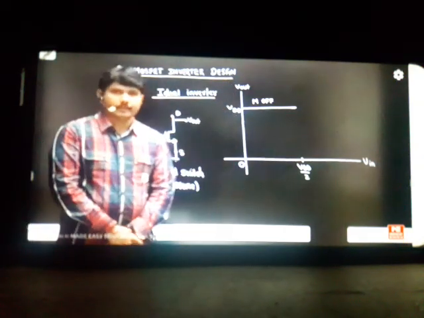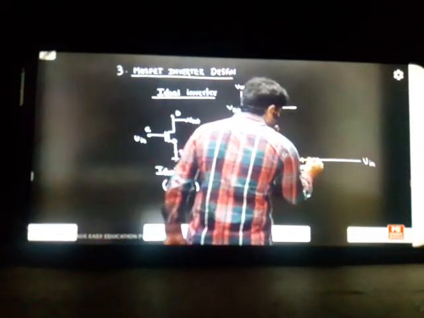Then if your input crosses VDD by 2, the output has to immediately switch to on condition. That is, the output has to come to low. So whenever it is coming to low, your MOSFET here will be on. So one is off, one is on. This is the way the switching characteristics are seen. That means for 0 to VDD by 2, the switch should be off.